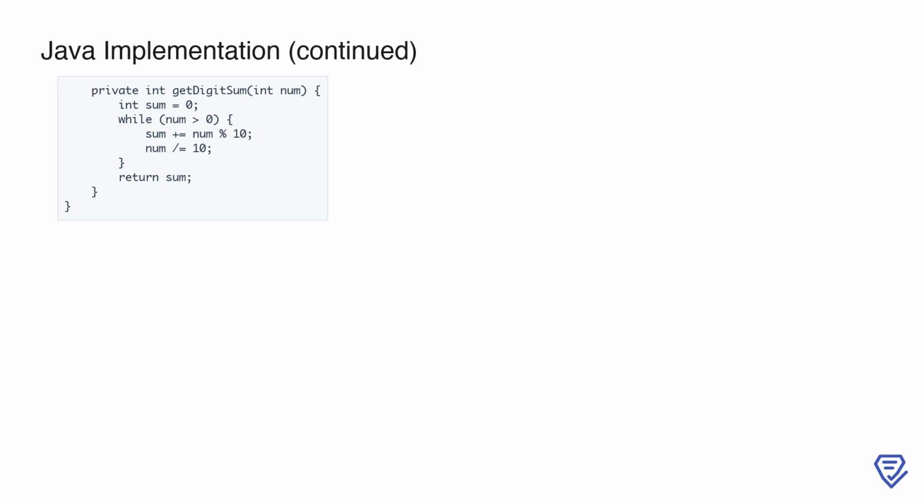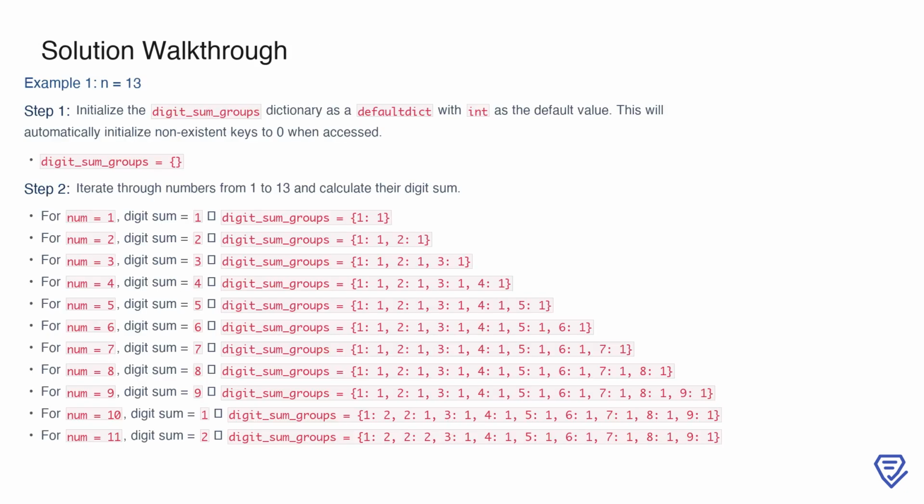This utility function is essential for breaking down numbers into their digit sums, which is the basis for grouping them in the main count_largest_group method. To solve this problem, we start by initializing the digit_sum_groups dictionary as a default dict with int as the default value. This allows us to add entries dynamically without needing to manually initialize keys.